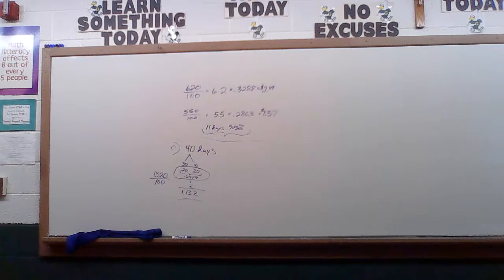The interest from August 4th to October 5th. So, how many days in August? 31. So, August 4th through the 31st is how many days? 27. Right? That took us so long. 27. What is September? How many days in September? 30. How many days in October to the 5th? 5. 1, 2, 3, 4, 5.